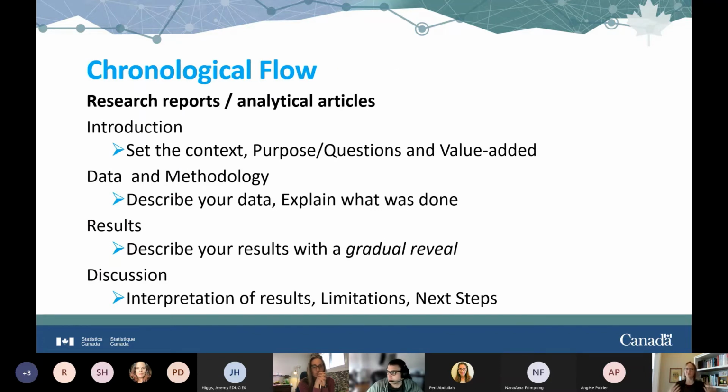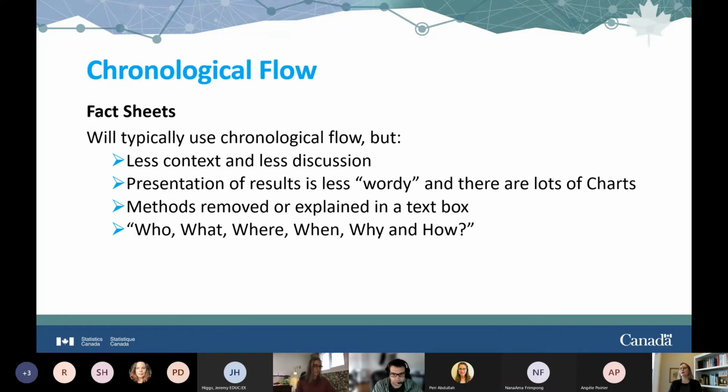Chronological flow, it's what most of us are most used to. You write a report, you have an introduction where you set the context, the purpose, and the value added of your report. Then you talk about your data and your methodology, you describe your data, you explain what you've done. In your results, you describe your results with a gradual reveal, right? You usually start by writing about all the descriptive things that you've done and maybe even just describing your sample. And then as the result section progresses, then you can talk about the more complex analysis that you may have done. And then you wrap up with a discussion of limitations and next step. That's really what most of us are used to doing.